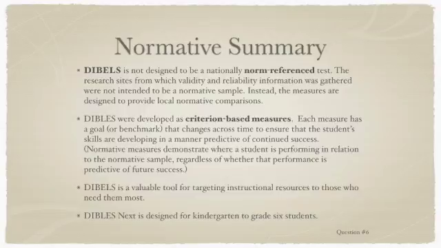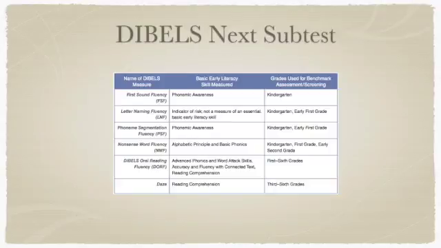DIBELS Next is designed for kindergarten through grade 6. I'm going to break down the DIBELS Next subtests, but just to give you the chart to show you that we'll be talking about First Sound Fluency, Letter Naming Fluency, Phoneme Segmentation Fluency, Nonsense Word Fluency, DIBELS Oral Reading Fluency, otherwise known as DORF, and DAZE. And on the other side, you can see the grades that those tests would be appropriate for.